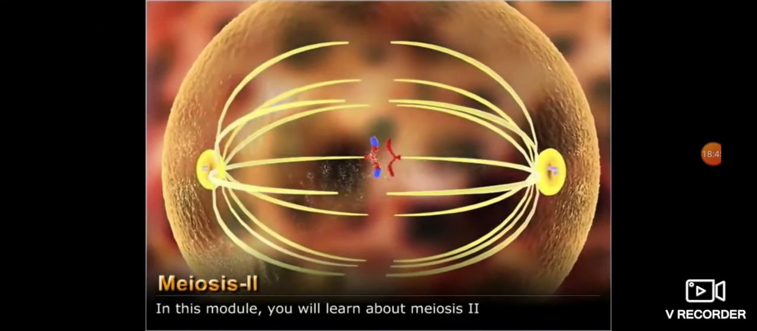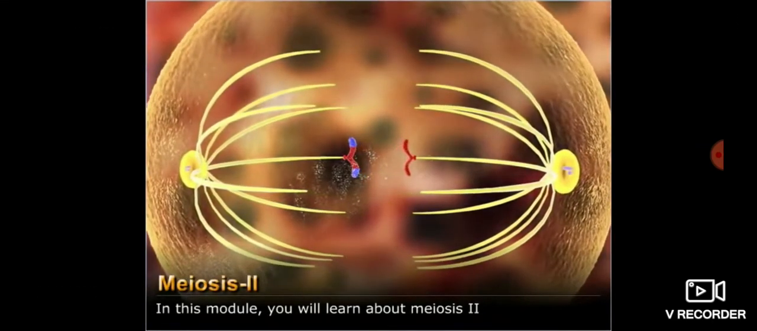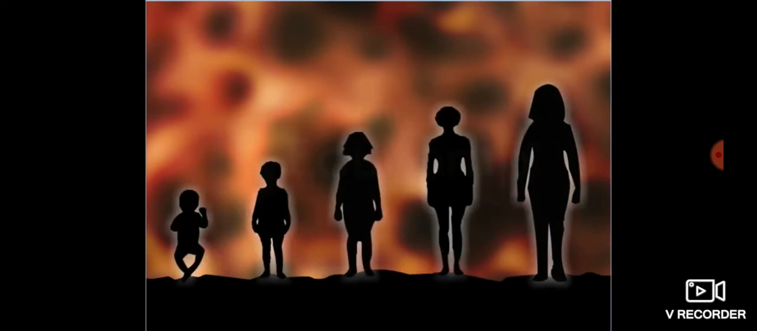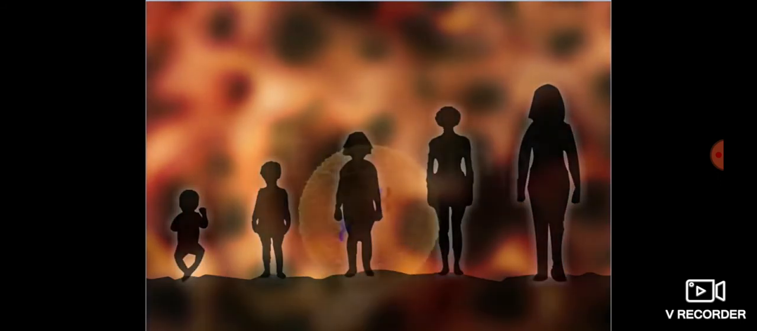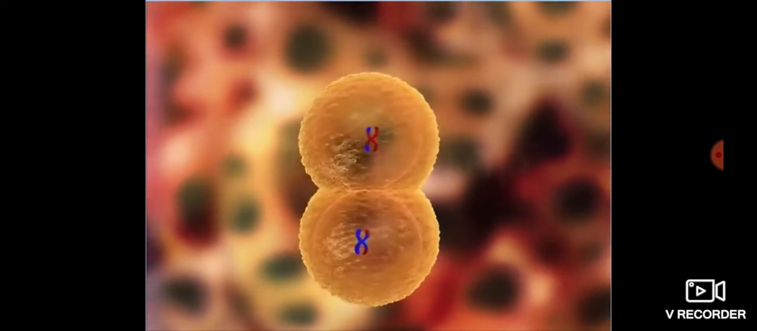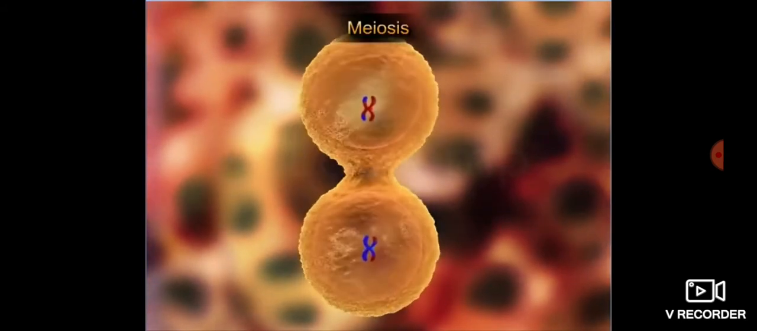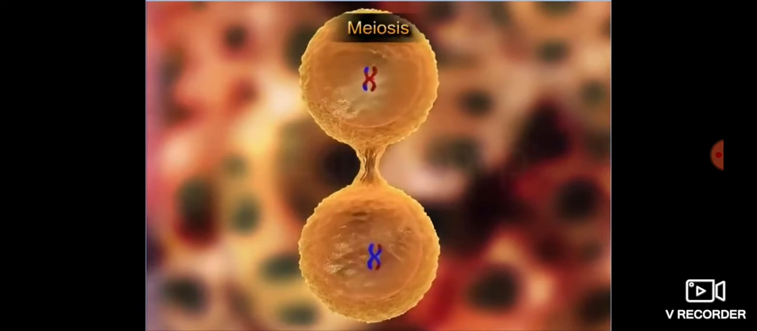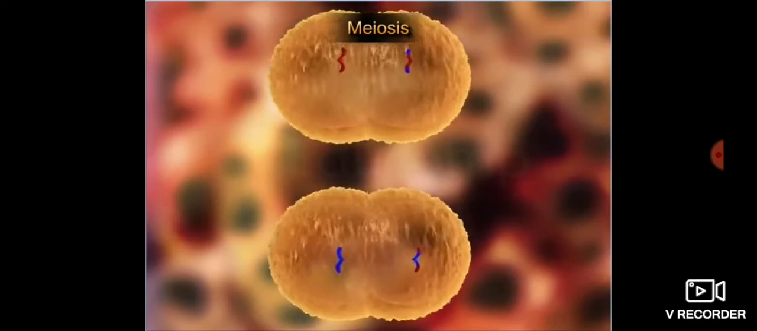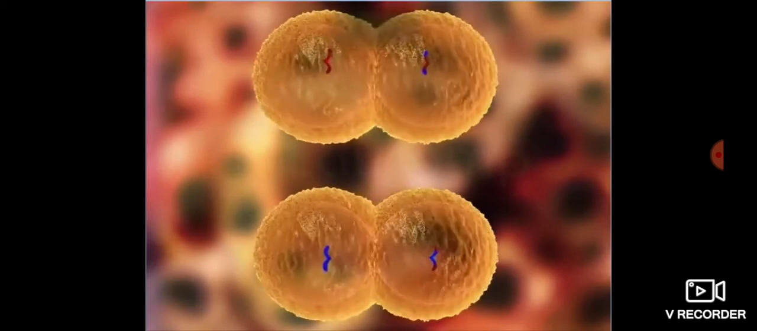In this module, you will learn about meiosis II. Have you ever wondered how the chromosome number in humans is conserved generation after generation? Well, this is achieved by a type of cell division called meiosis. Meiosis is a specialized nuclear division in which the chromosome complement of a cell is halved.